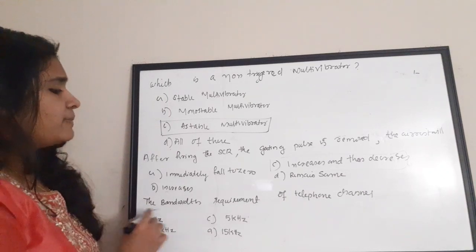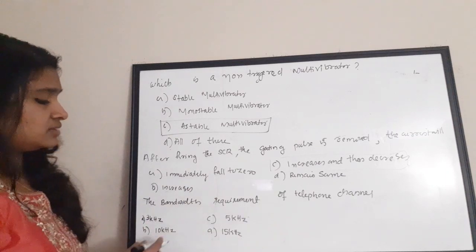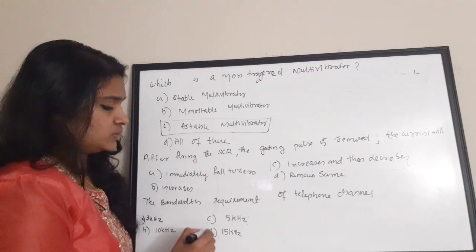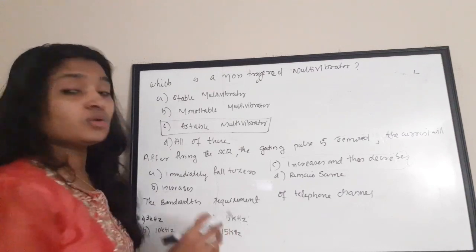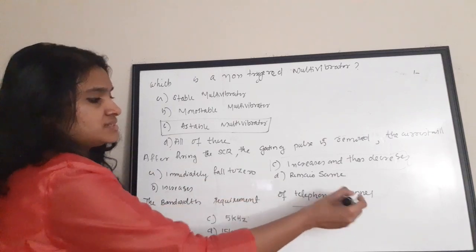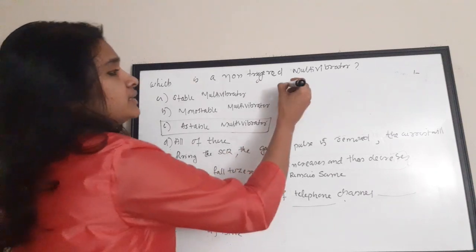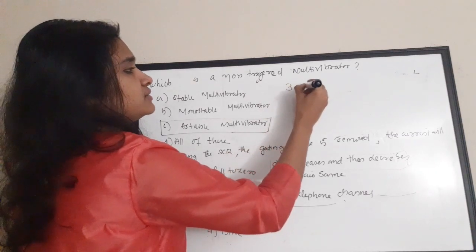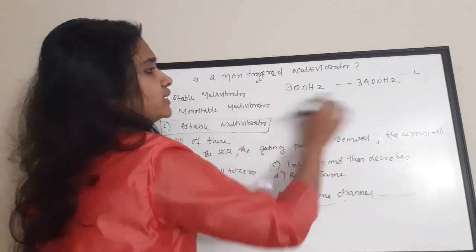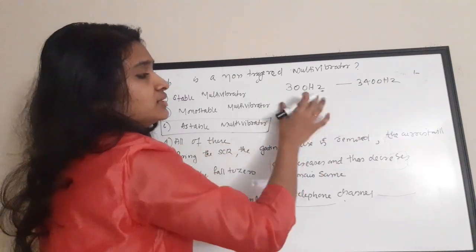Next question. The bandwidth requirement of a telephone channel is dash. A, 3 kHz, B, 10 kHz, C, 5 kHz and D, 15 kHz. So the bandwidth requirement of the voice channel of a telephone system. We use voice channels for telephone systems, right? The frequency range is 300 Hz to 3400 Hz. If you take the difference, that is called bandwidth, right? Higher frequency minus lower frequency in the spectrum.